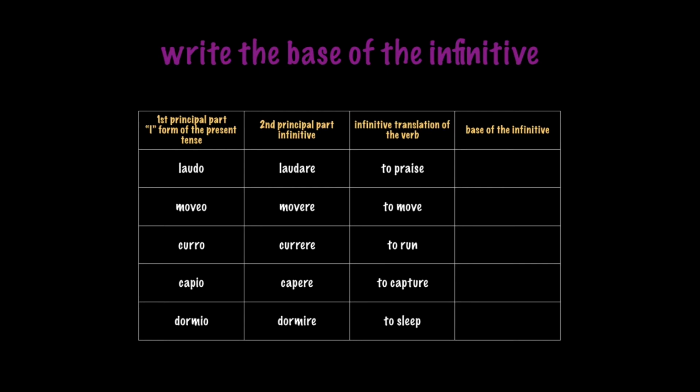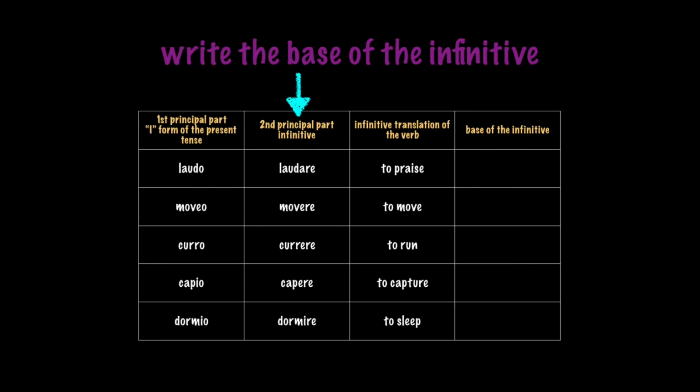The second principal part is the infinitive. This is the form of the verb that we need to be focused on when we want to write verbs in the present tense or the imperfect or the future tense, which we will be learning about later on. The translation of the infinitive is the translation that is given to you on the vocabulary list. Now, how do we get the base of the infinitive?